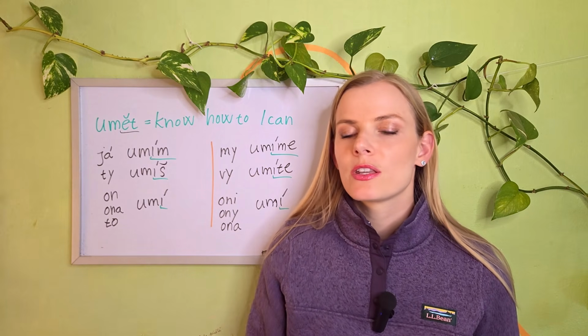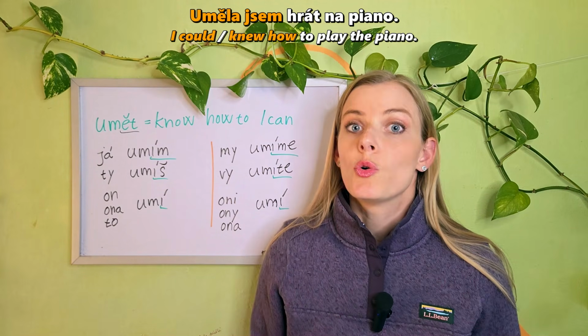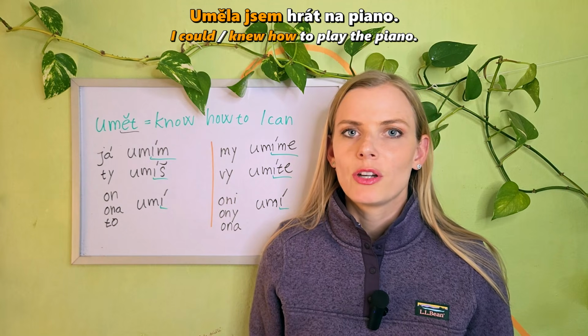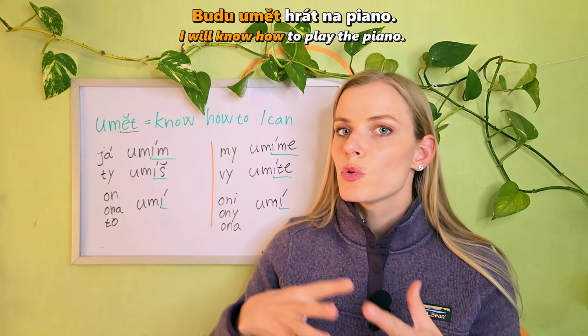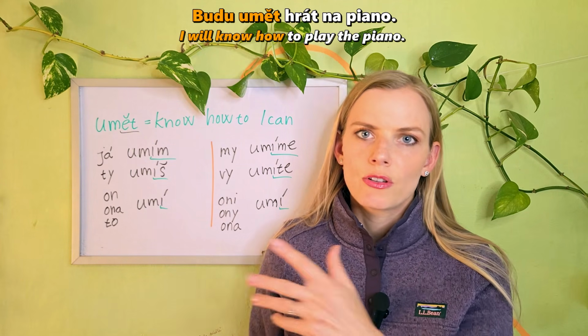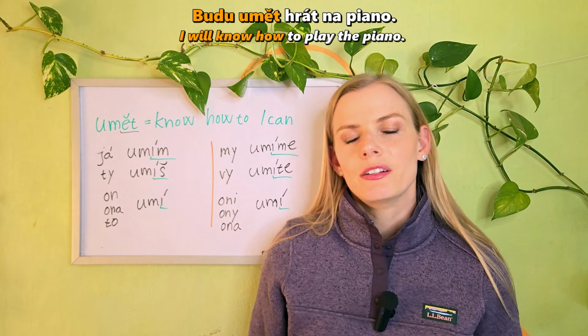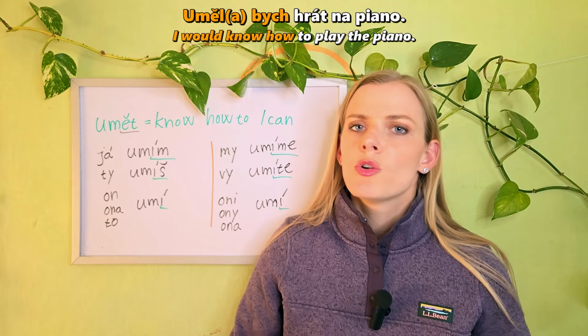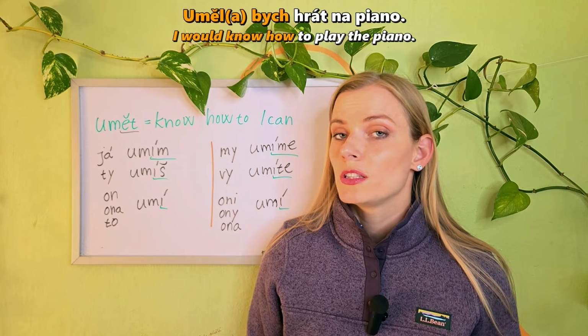In the past, we can use this as well. Uměla jsem hrát na piano. Or uměl jsem hrát na piano. I knew how to play the piano. Or I could play the piano. Budu umět hrát na piano, až se to naučím. I will know how to play the piano once I learn it. Or a conditional form. Uměla bych hrát na piano. I would know how to play the piano.